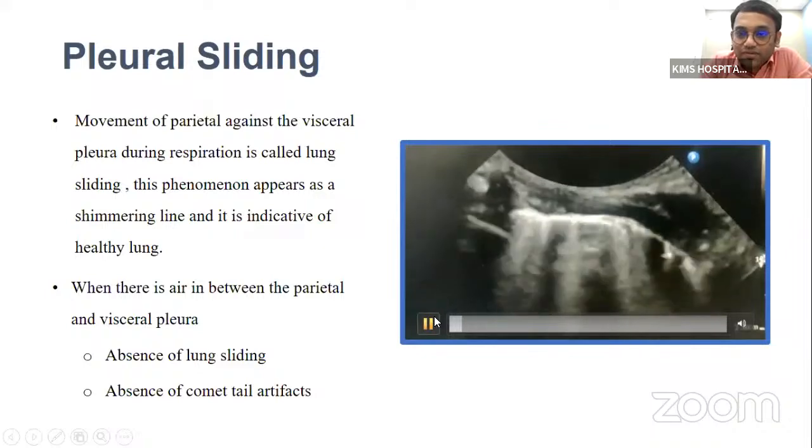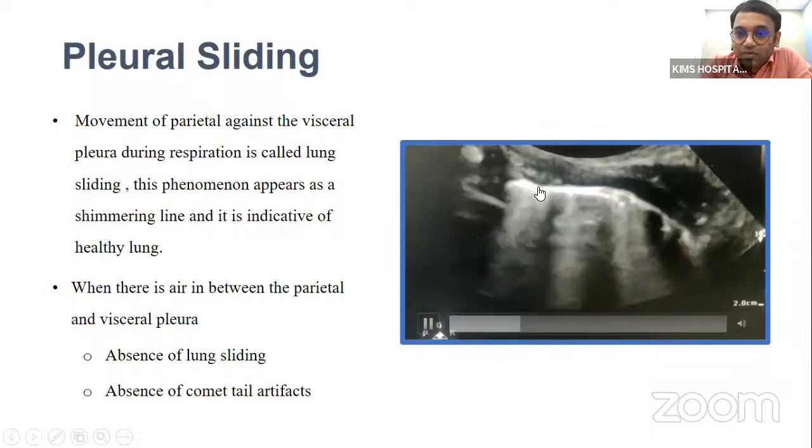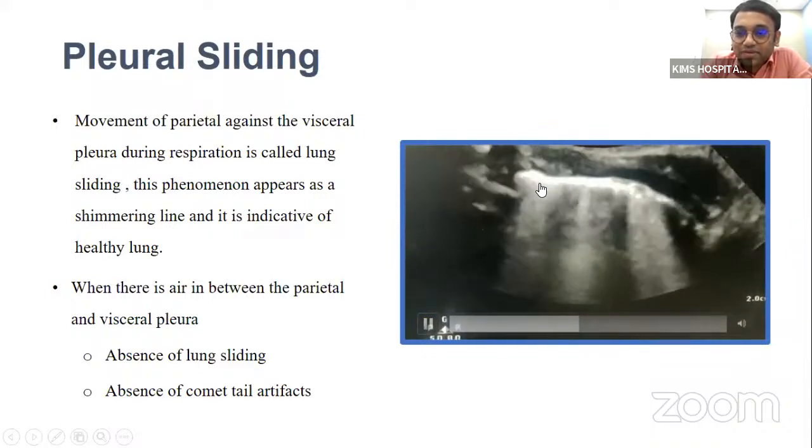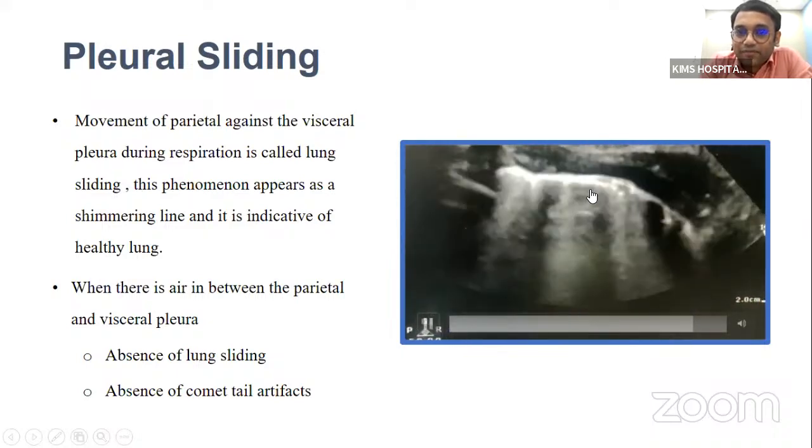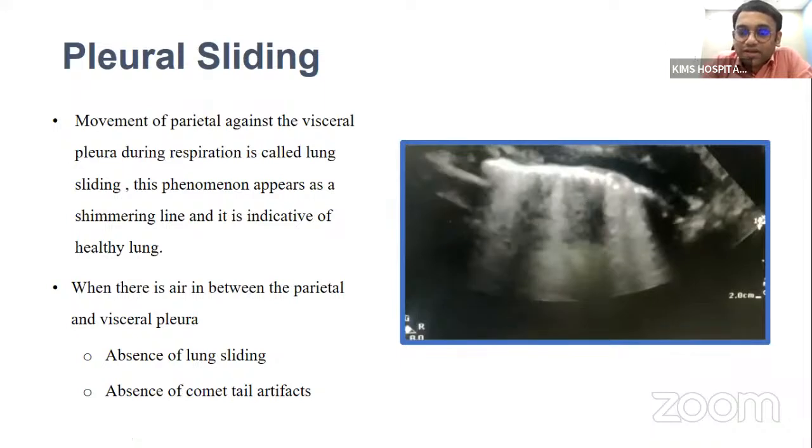So in this video, we can see that the pleural line is actually moving as the baby is breathing. In this way, the pleural line is moving. The appearance of pleural sliding is usually suggestive of a normal lung.